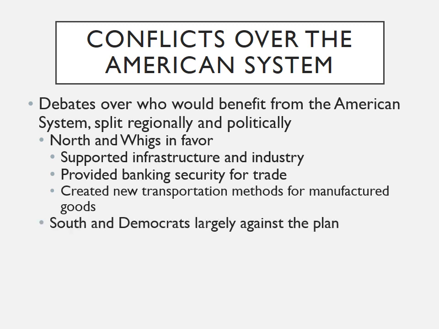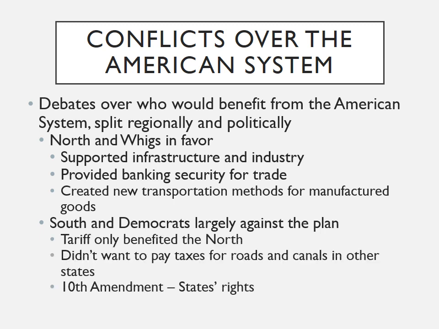The South and Democrats were largely against the plan. Reason being is that they felt that the tariff only benefited the North. And the reason for that is that people in the South, most of them had to import their goods from elsewhere since there wasn't a lot of manufacturing in the South. So while this was going to be good for northern factories because people were buying American goods rather than British goods, it didn't really help the Southerners any.